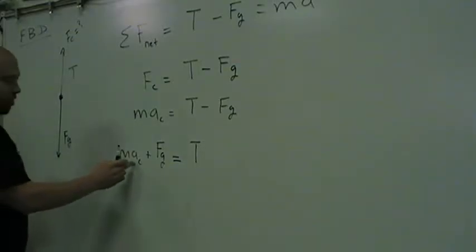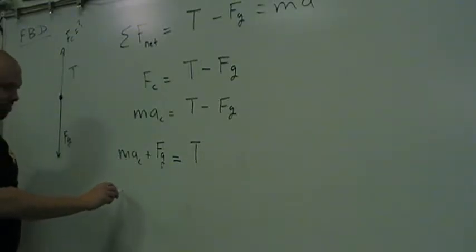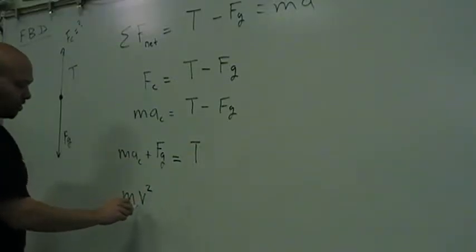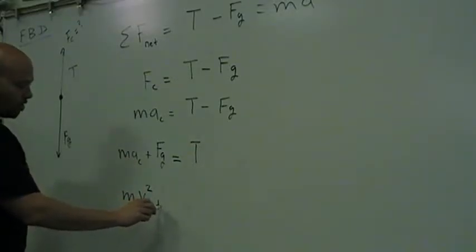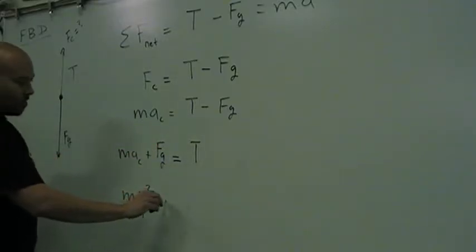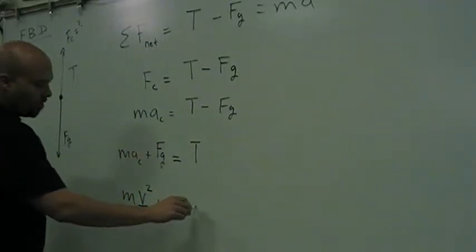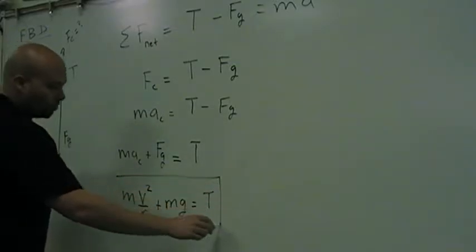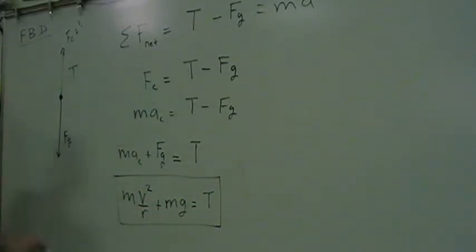And we can replace AC with something that we can measure, velocity, which is going to be V squared over R. Fg is just going to be mg. And this is going to be our expression here. So that's for the tension at the bottom.